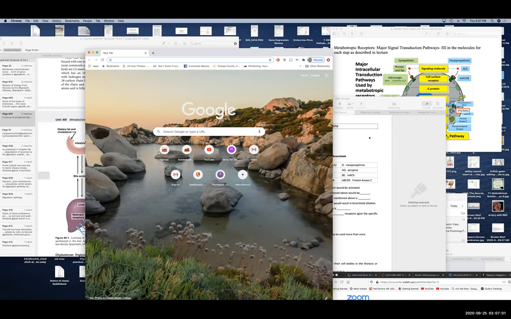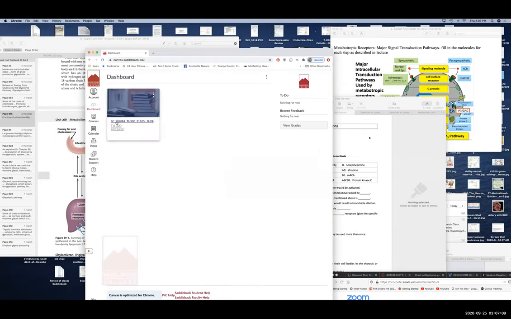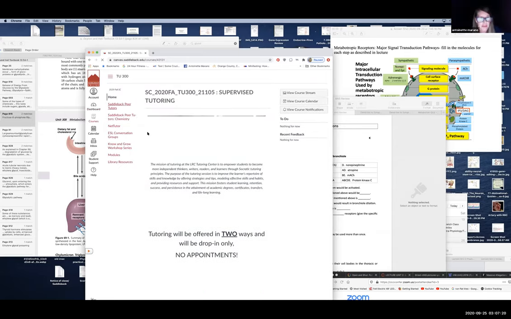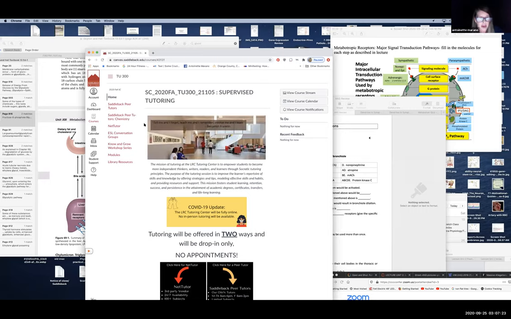I have set up a shortcut on my homepage here, and I just click onto Canvas. I'm sure you're familiar with Canvas. I'm going to go to my Canvas page. When you click on a class, you see all of your sidebars from the teacher with the different subdivisions, like different areas for unit one, unit two. Over on your sidebar here, you should be able to see the Saddleback peer tutors.